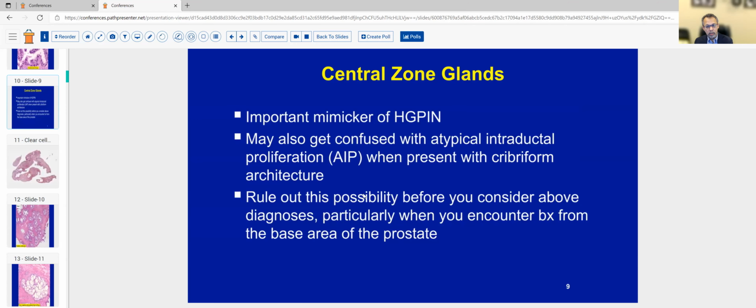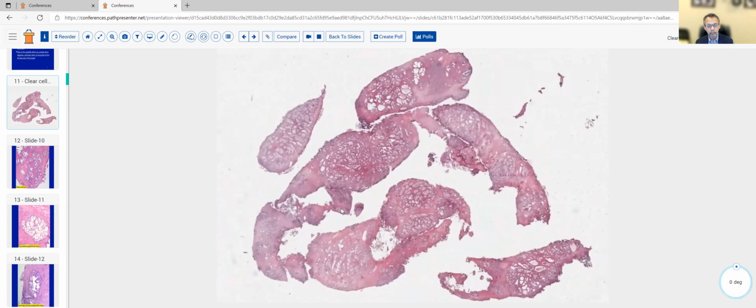So the rule of thumb that you need to keep in mind is that before you consider a high-grade PIN or atypical intraductal proliferation diagnosis, particularly when you encounter biopsies from the base area of the prostate, you must rule out this particular condition before you contemplate that diagnosis.